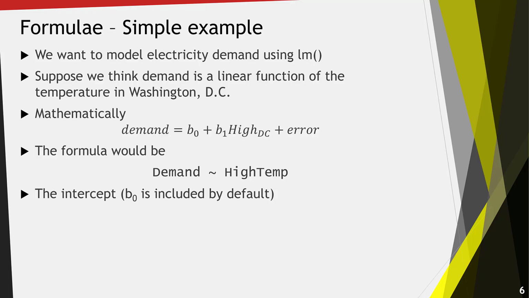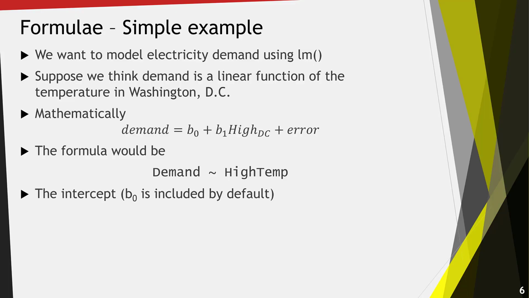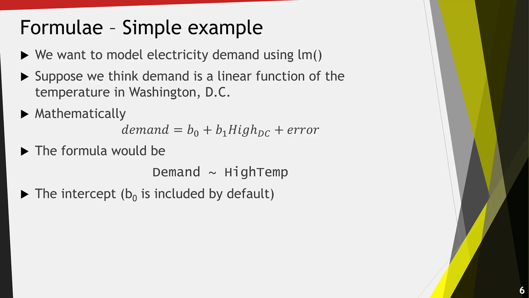Suppose that I think electricity demand is a linear function of the temperature in Washington, D.C. Mathematically, I might write this out as demand equal to B0, the intercept, plus B1 times the high temperature in Washington, D.C., plus some error. The formula for this linear model would just be demand, the name of the demand variable, a tilde, followed by each feature term. In this case, it's just high temp. The intercept, B0, is automatically included.